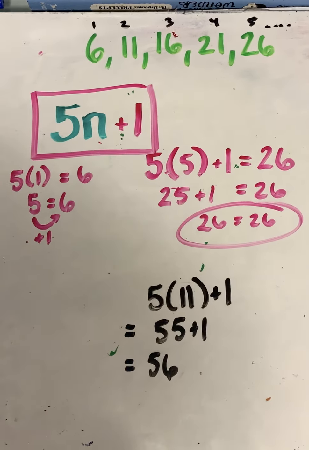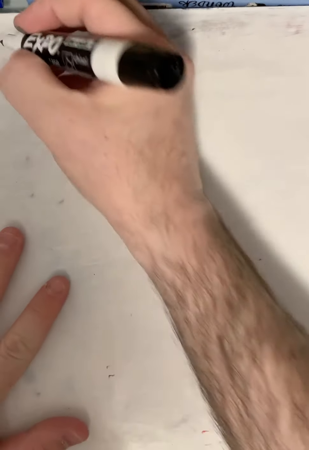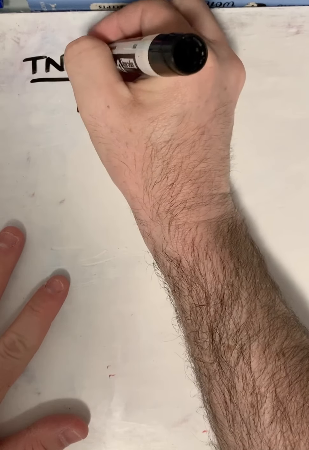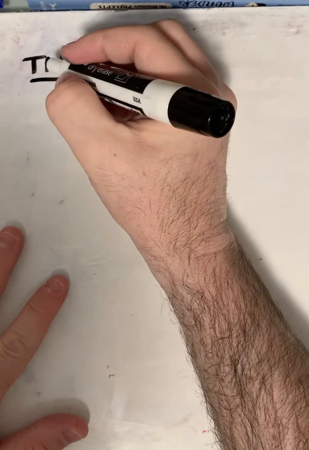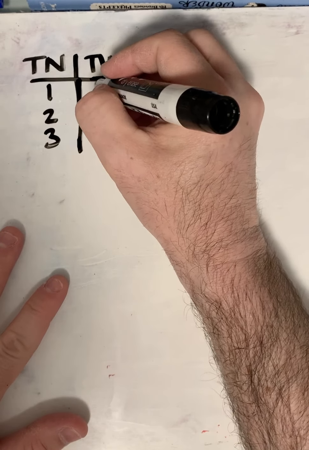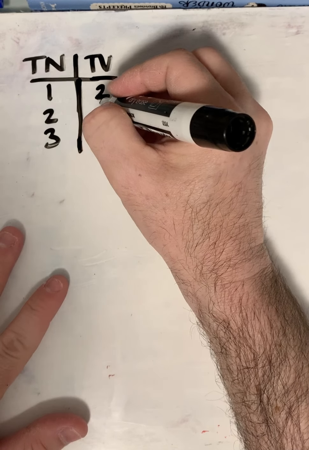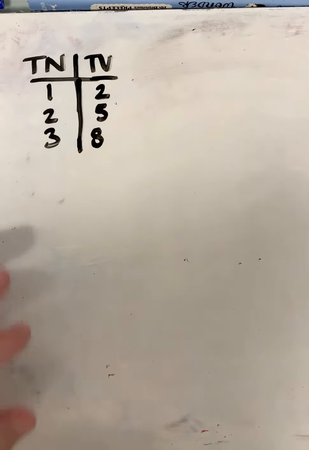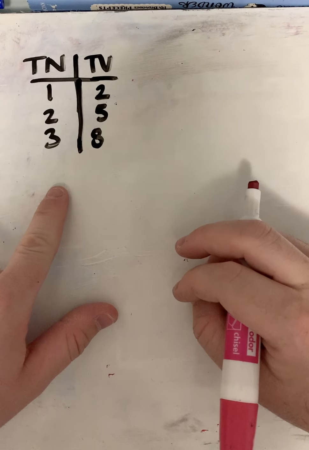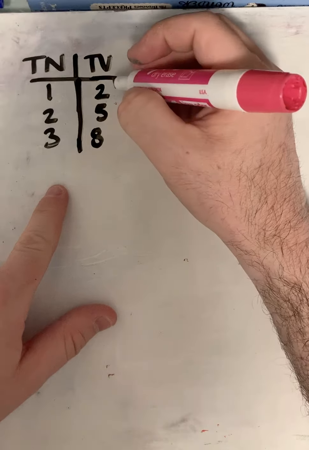Okay, let's try another one for knowledge. Let's do another one together. In this one, I'm actually going to give you the chart. So here it is. We have our term number and our term value. There are going to be 3 term numbers in this. The first term value equals 2, the second equals 5, and the third equals 8. So let's talk through this. We've got our chart done. The next step is to look at what the growing or shrinking pattern is.